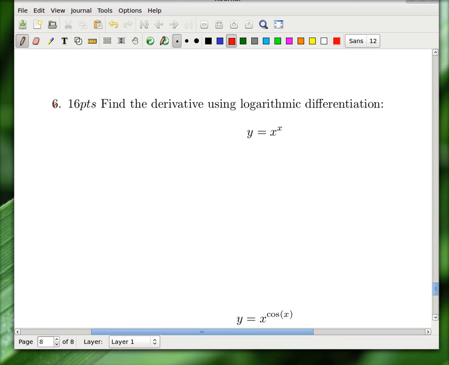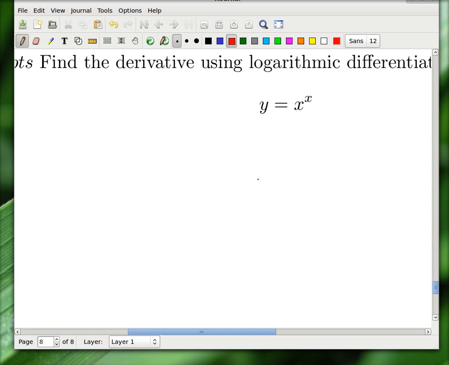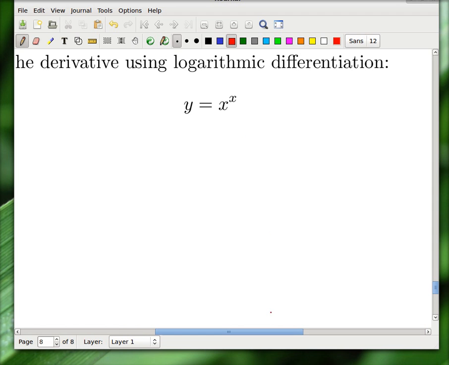Alright, and for the very last question we have a couple logarithmic differentiation problems. This first one is y equals x to the x. I have a feeling that I'm going to see a bunch of answers to this on the exam that look something like y prime equals x times x to the x minus 1 or some crazy stuff. But this is completely new.